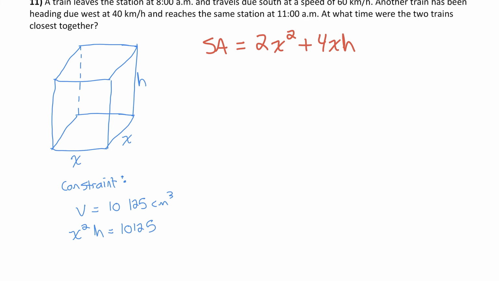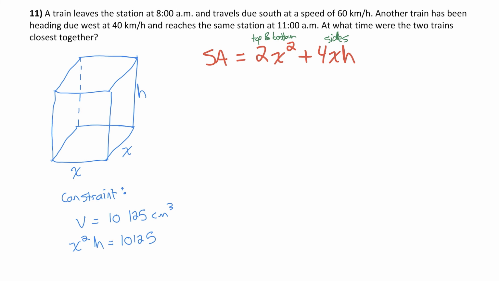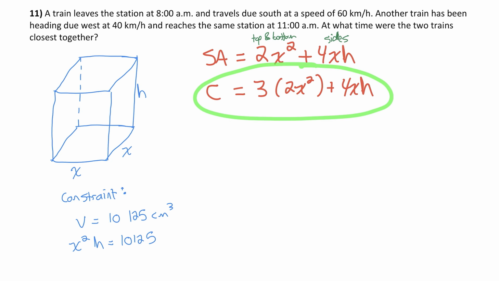Now it tells me the cost of the top and bottom is 3 times as much as the sides of the box. So if I generate a cost function, I don't actually know what the cost is, but I know the top and the bottom are 3 times as much as the sides. If I assign the sides a cost of 1, the cost of the top and bottom would be 3. So 3 times the area of the top and bottom plus the area of the sides would give me an idea of how much it would cost to make this box. Now I need to make this cost function work for my box that has to have a volume of 10,125.